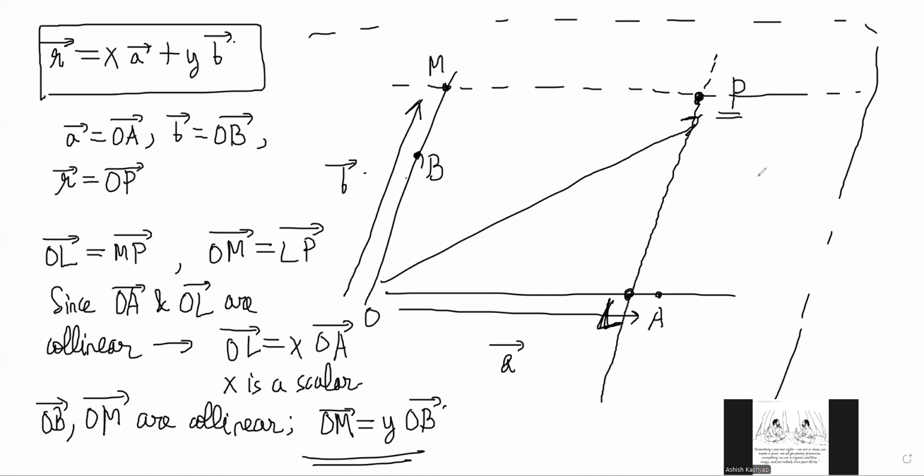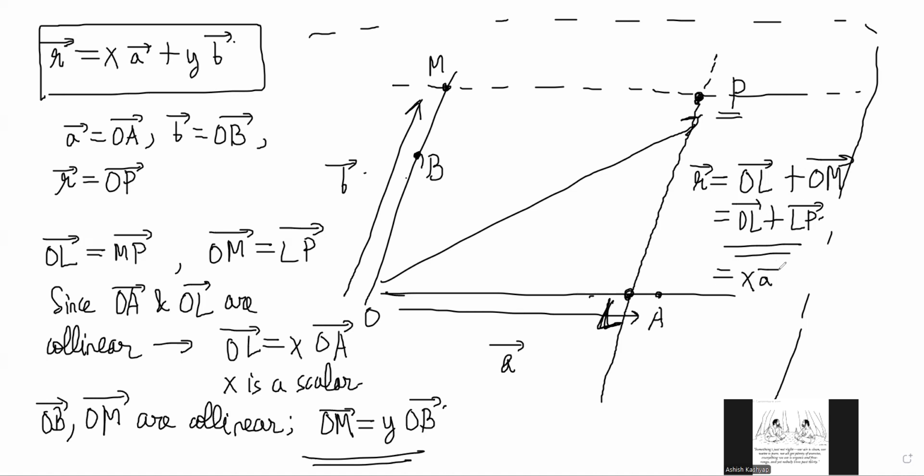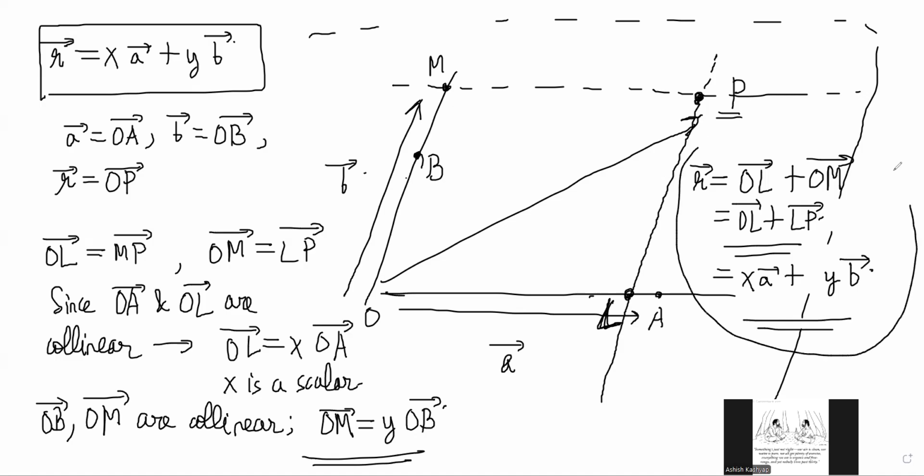And now we can easily say that the R vector is equal to OL plus OM, because OL plus OM is the same as OL plus LP, right? And OL can be written as x times OA, or x times A, plus y times OM, which is y times OB, so y times B. So we are basically proving that any third vector in the same plane can be written as xA plus yB, where x and y are scalars. So that is the proof of the statement, right?